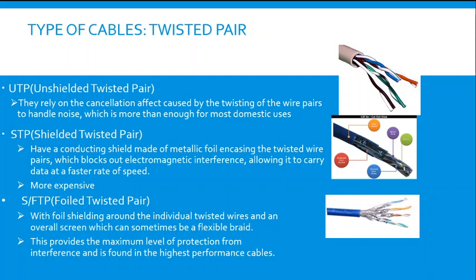And of course, we have foiled twisted pair. As you can see from the illustration, they are shielded with foil around the twisted wires, an overall screen, which is sometimes a braided flexible band. This provides the maximum level of protection from interference, and it's found in the highest performance cables.